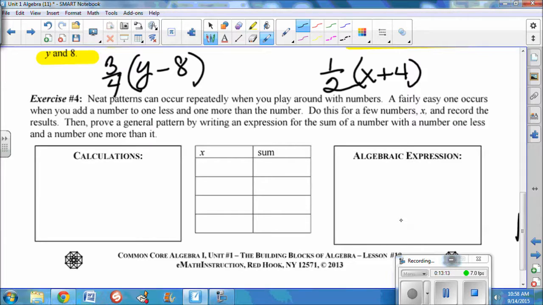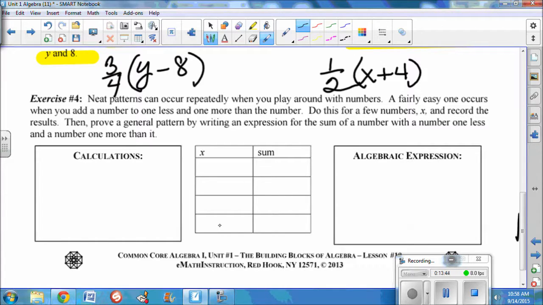And last one. Neat patterns can occur repeatedly when you play around with numbers. Love this kind of stuff. I think it's so cool. A fairly easy one occurs when you add a number to 1 less and 1 more than your number. It says do this for a few numbers, x, and record the results. Then prove a general pattern by writing an expression for the sum of a number with a number 1 less than and a number 1 more than. Okay.